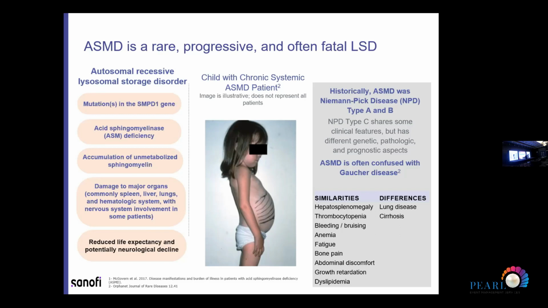ASMD is often confused with Gaucher disease because there are a lot of similarities. And I list here all of the features that can be commonly found in both conditions: hepatosplenomegaly, anemia, thrombocytopenia, bleeding and bruising, fatigue, bone pain, growth retardation, and also dyslipidemia. However, the major difference is that ASMD can, in addition to these features, present with progressive or significant lung disease in addition to cirrhosis.